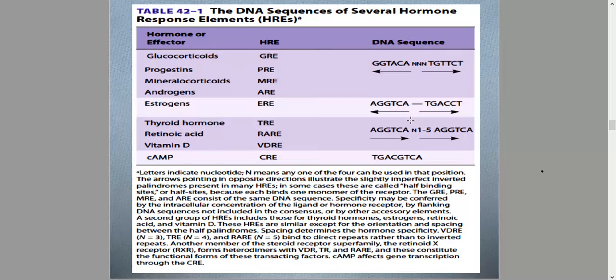If the spacing is 5, we can say that it's a response element for retinoic acid. If the spacing is 3, then the response element is actually specific for vitamin D. Now, so much about how group 1 lipophilic hormones function in the process of response creation.